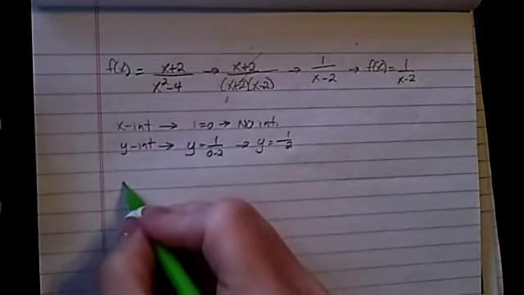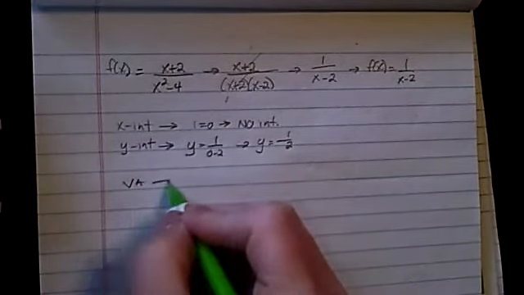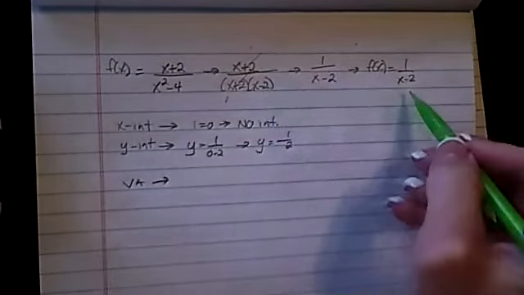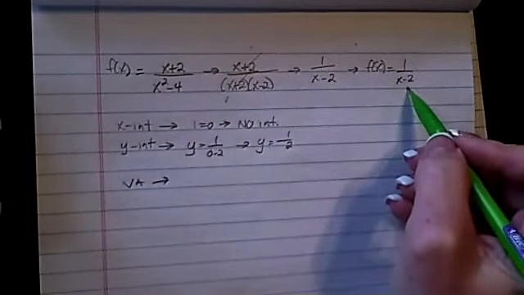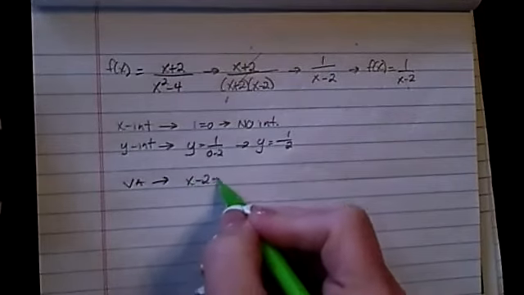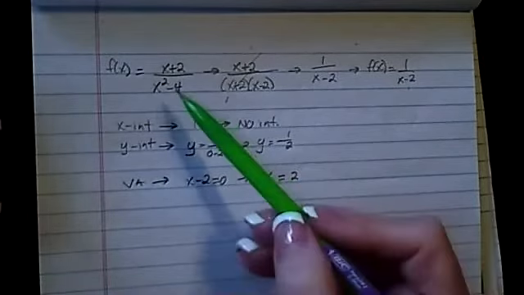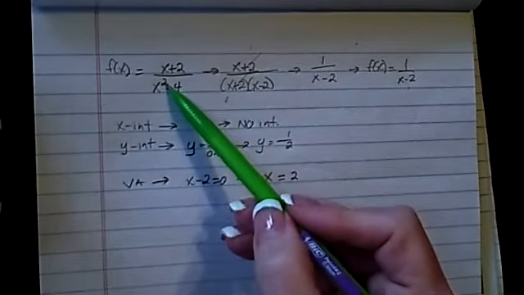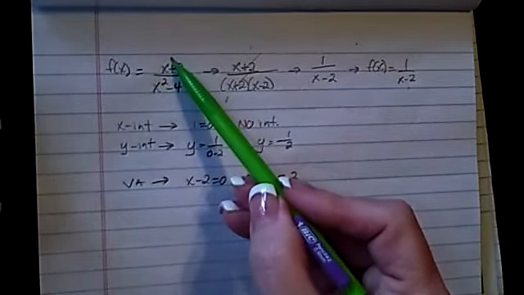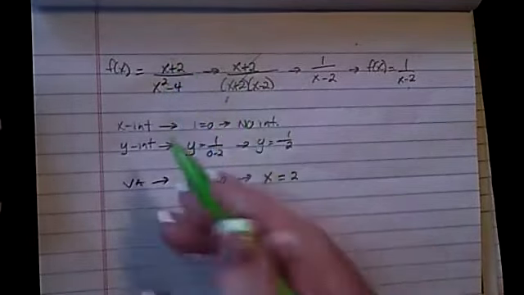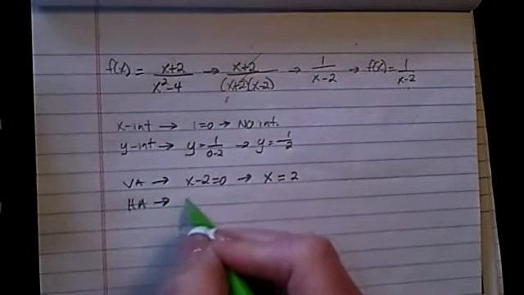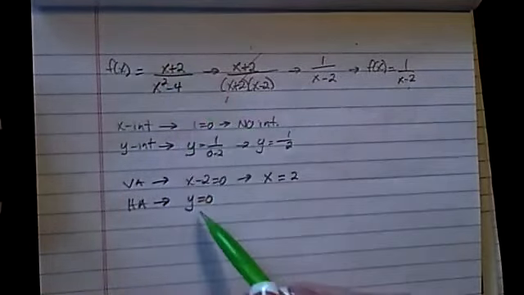Let's see about a vertical asymptote. After we've canceled out, we take the denominator and set it equal to 0. So x minus 2 equals 0, and we have a vertical asymptote at x equals 2. Now, let's see if we have a horizontal or a slant. The denominator is larger than the numerator, therefore it's going to be a horizontal asymptote at y equals 0.